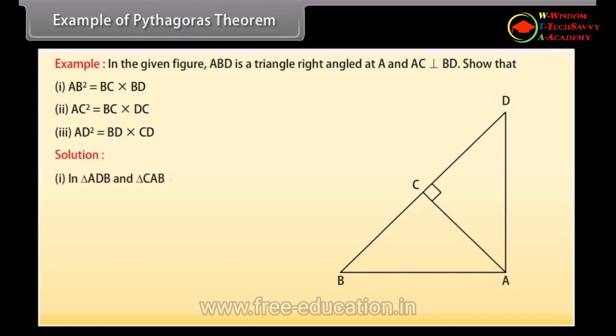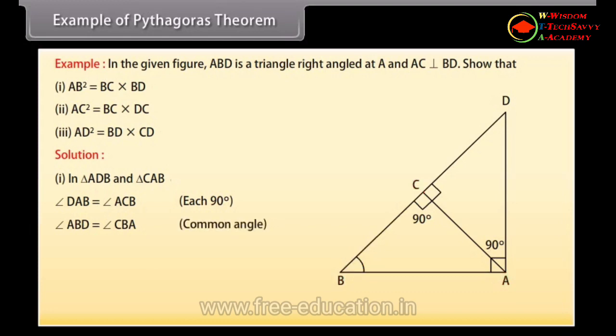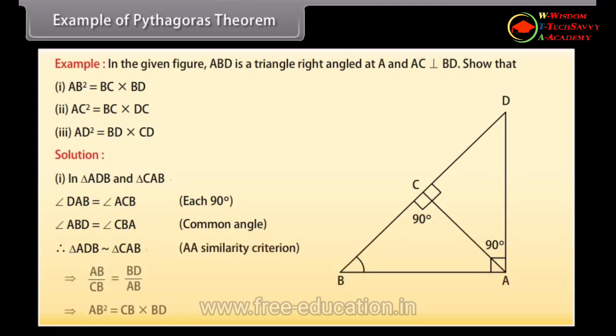Solution. 1. In triangle ADB and triangle CAB, angle DAB equals angle ACB, each of 90 degrees. Angle ABD equals angle CBA, common angle. Therefore, triangle ADB is similar to triangle CAB by the AA similarity criterion, which implies AB square equals CB into BD.